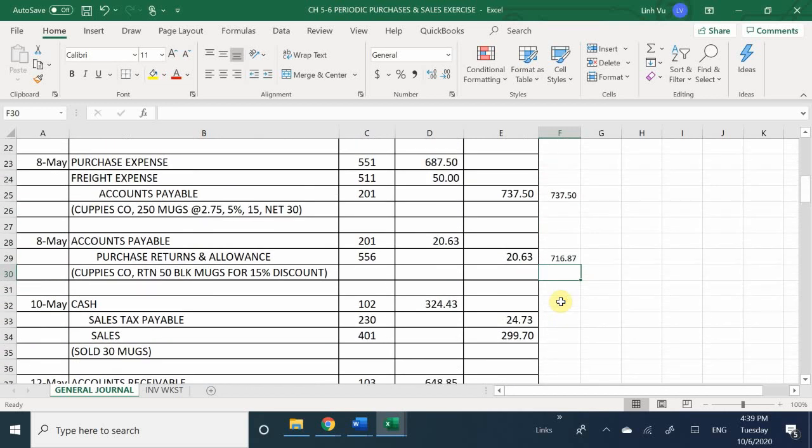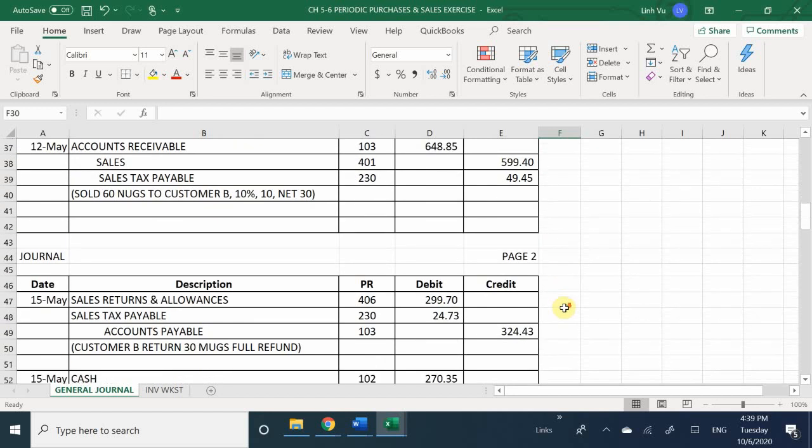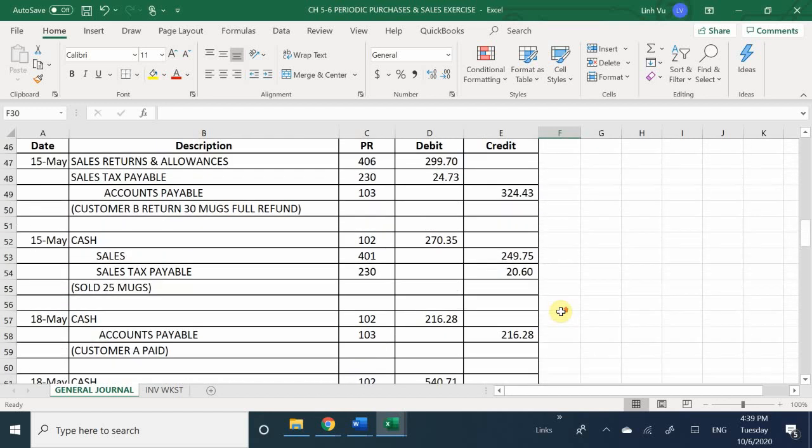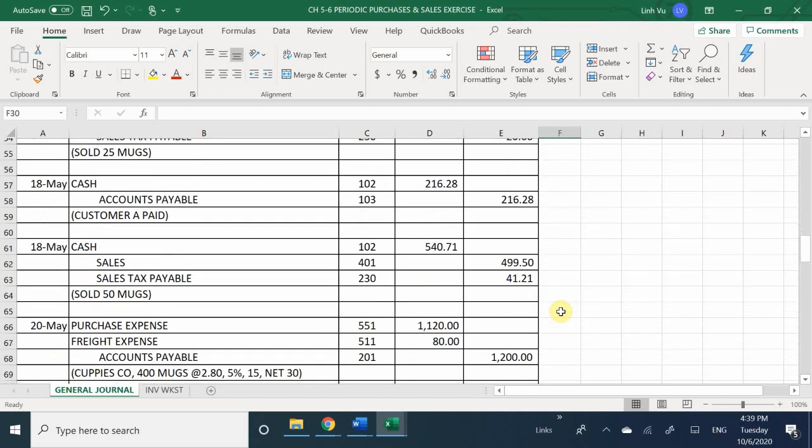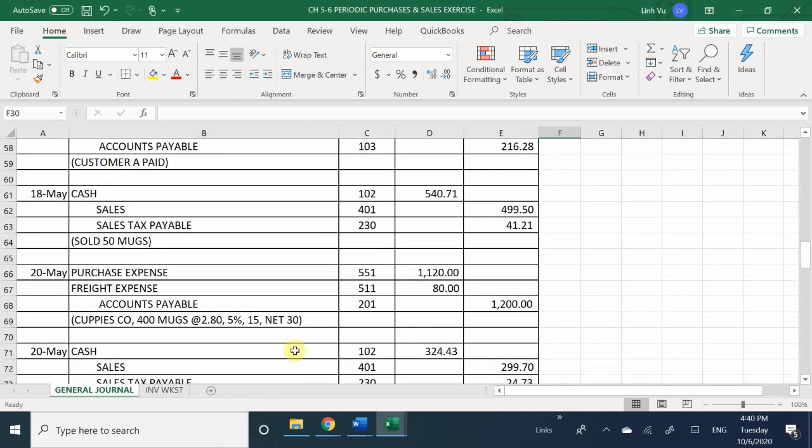Hold on, let me see. 8, 10 is 15. What is 15 days from the 8th? 25. So no, we already missed it. When did we make our third purchase? On May 20th, we purchased 400 mugs at $2.80 apiece. So what's our total accounts payable for this one? $1,200. Perfect. So those are all of my accounts payable that I owe.